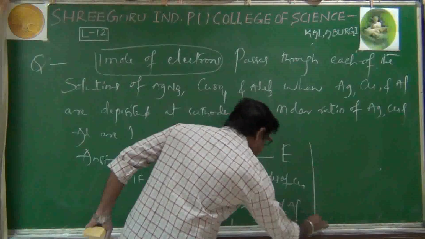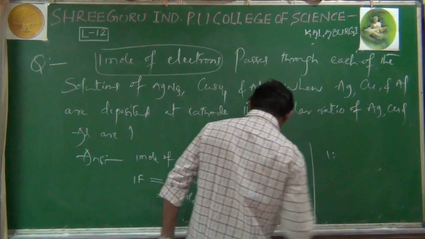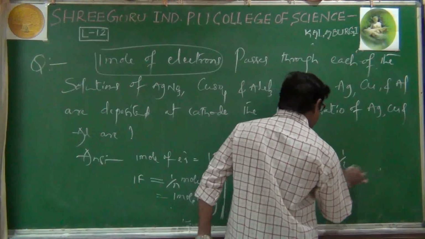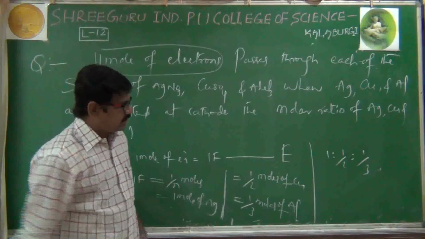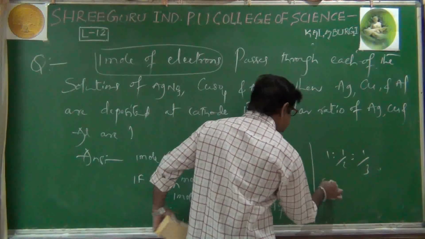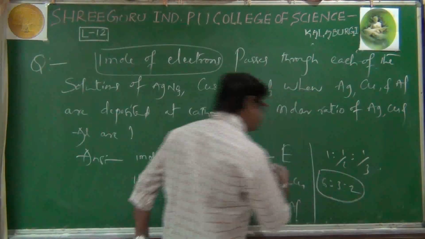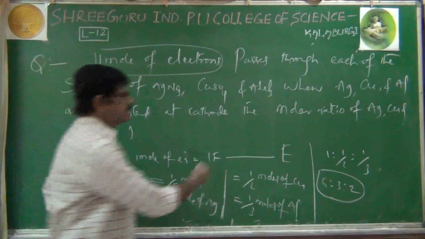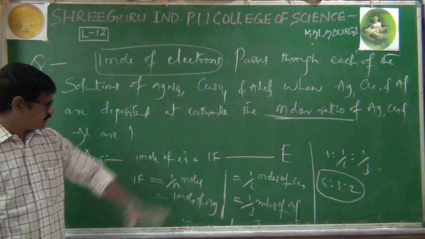Therefore, we will write all the molar ratios. 1 is to 1 by 2 is to 1 by 3. If you multiply all three values with 6, you will get 6 is to 3 is to 2. That is our answer. The question is asking particularly for the molar ratio. That's why we have written molar ratios.